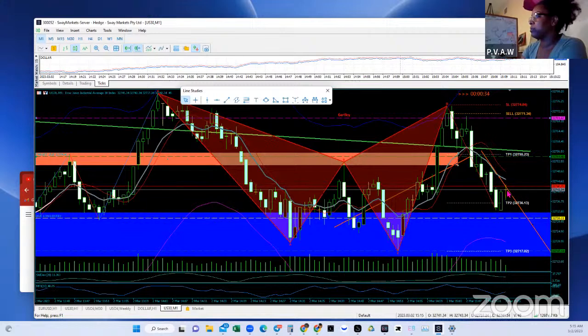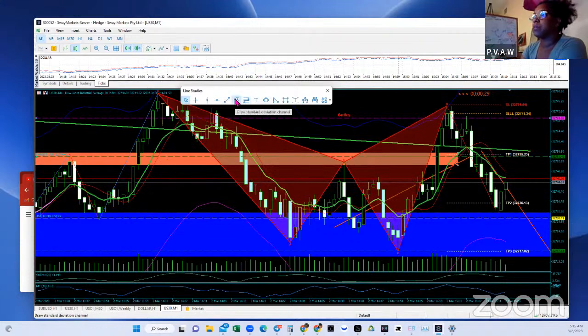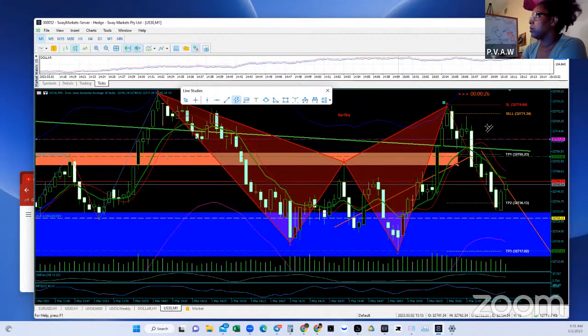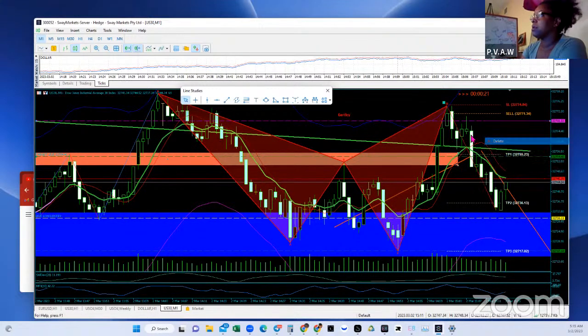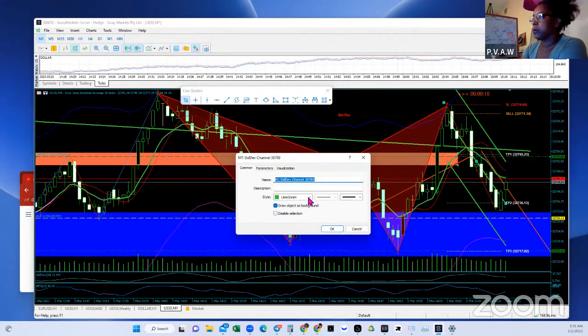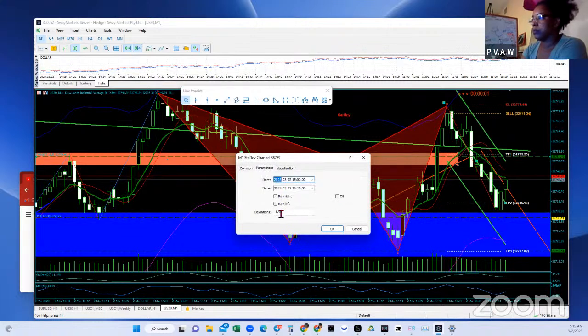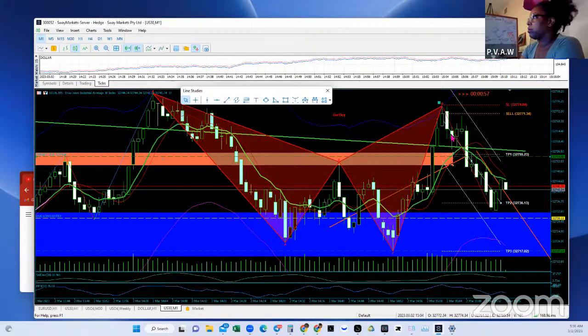It hit TP2. Let's see if this is just a retracement. Uh-oh. If I grab the wrong thing, delete. I meant to grab a standard deviation. So let's see if the market goes up from here.